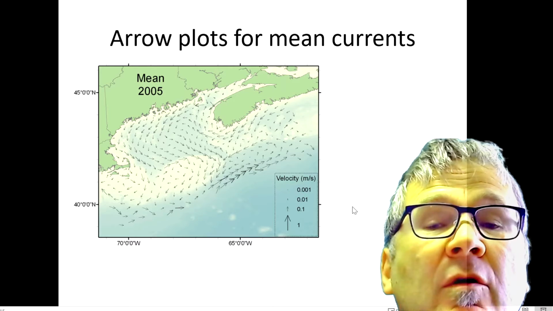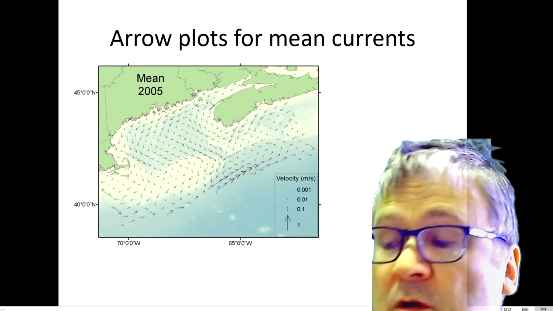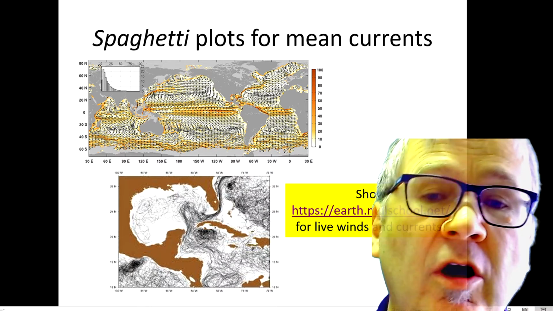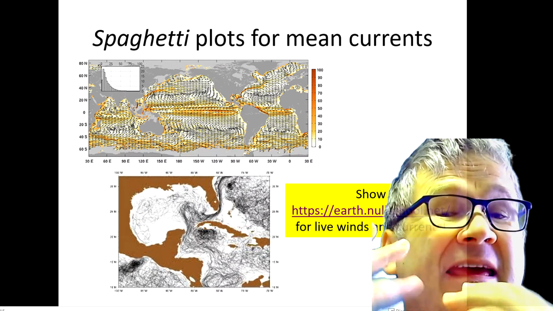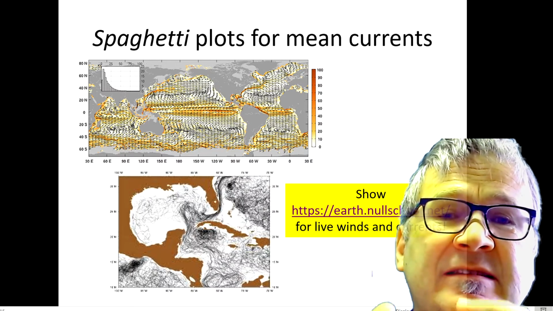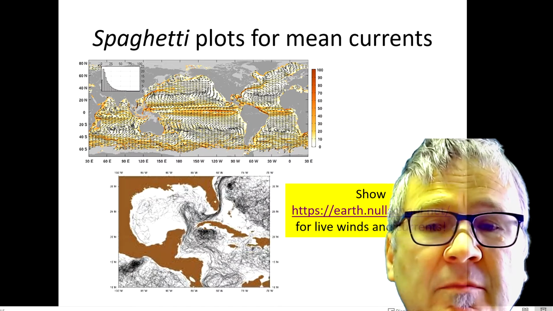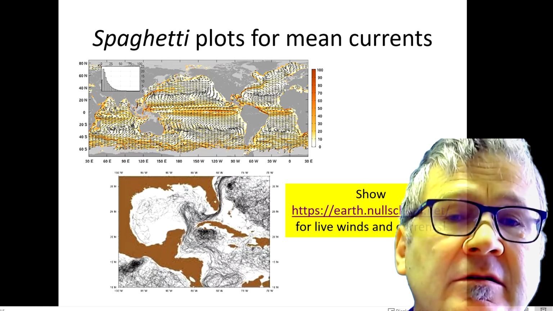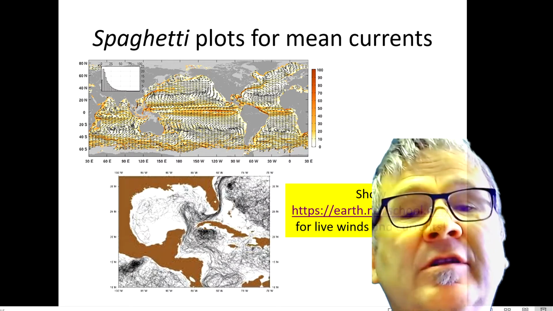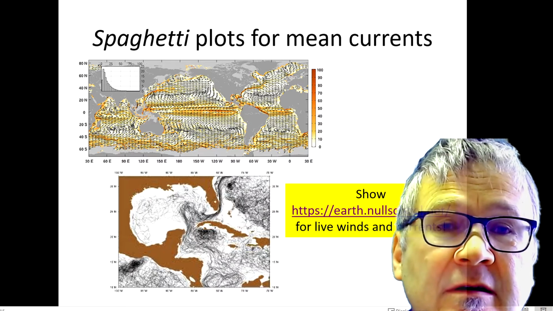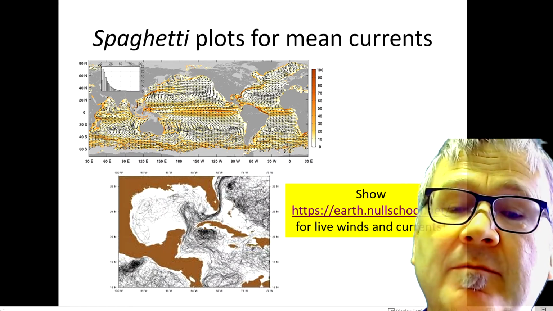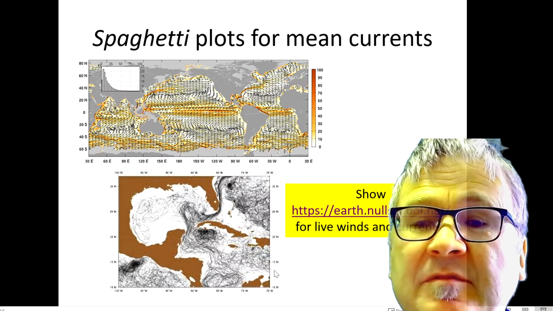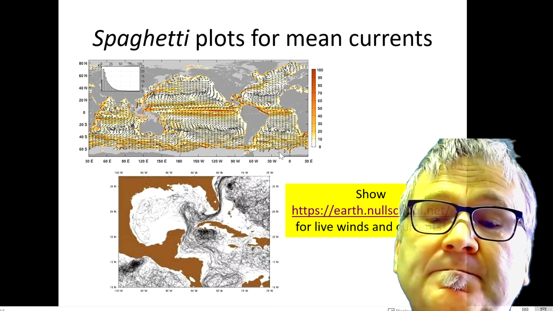On the other hand, you can also use a method called spaghetti plots to show the structure of the mean current. Spaghetti plots are similar to a progressive vector diagram. You work out what we call the trajectory of an imaginary particle that you throw into the ocean, and you work out the pathway, the trajectory. This is shown here in these diagrams, so-called spaghetti plots.